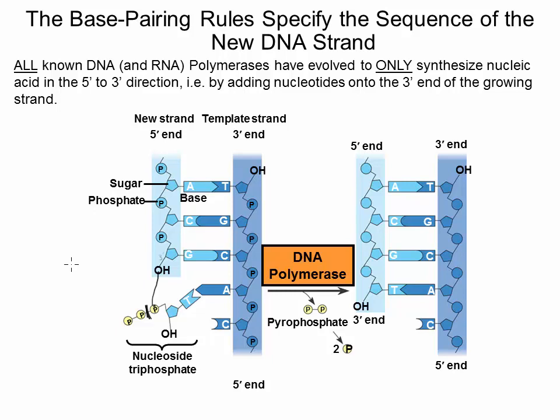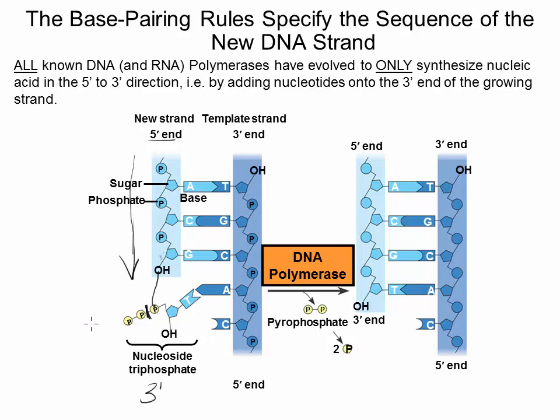All right, so one thing that you need to understand is that this mechanism that we've just talked about, where the incoming nucleotide is going to be added on to the 3' carbon of the pre-existing chain, is the way that all known DNA and RNA polymerases work. So in other words, all known polymerases have evolved to only synthesize nucleic acids in the 5' to 3' direction. If we think about this strand that's growing here, it's growing in this direction, right? From the 5' end and getting longer on the 3' end, right?